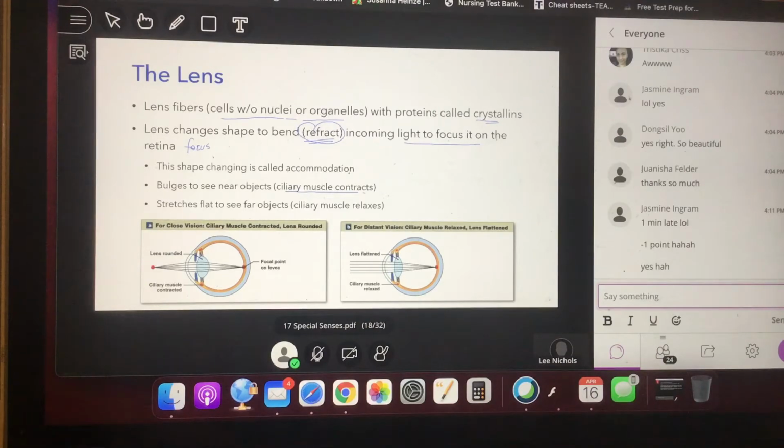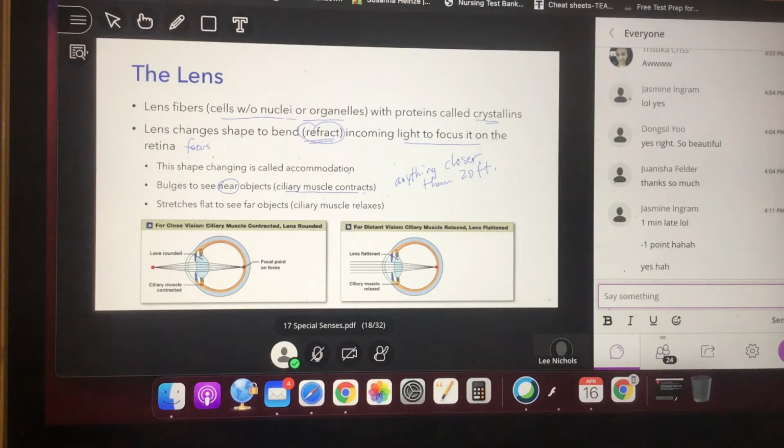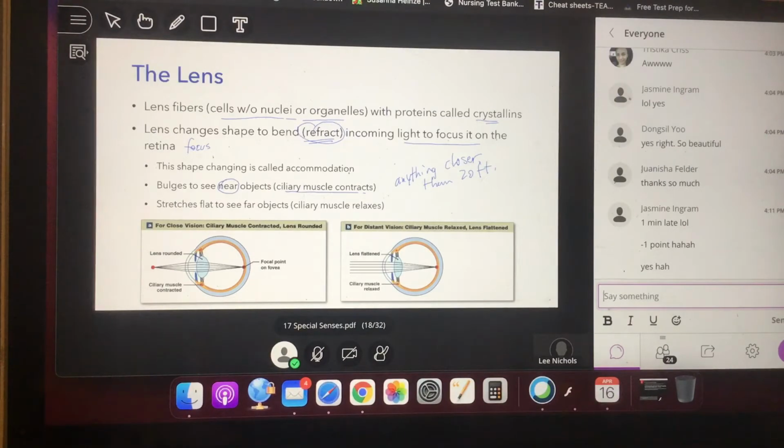But reading anything, and by the way, near object is kind of defined as anything closer than 20 feet, right? So if you're studying and reading for hours and hours on anything that's closer than 20 feet, you are working your ciliary muscles to maintain focus on that object. That includes anything like that, and it's very, very exhausting for your eyes for anything closer than 20 feet.